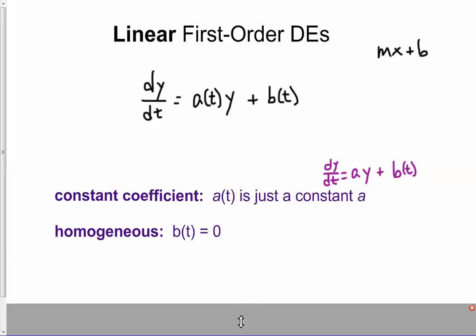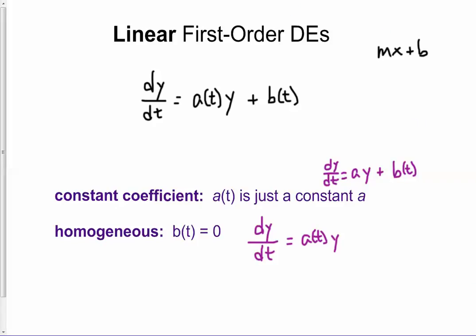And the second very important subcategory of linear differential equations is called homogeneous. And that's when the b of t is not there. It's 0. So that would be dy dt equals a of t y, and that's it. All right, so let me organize this in a slightly better way for you.